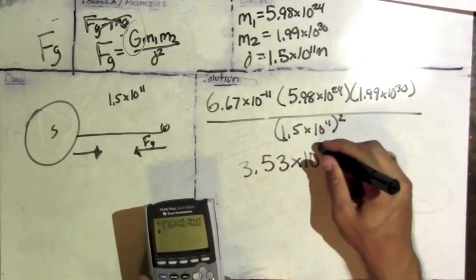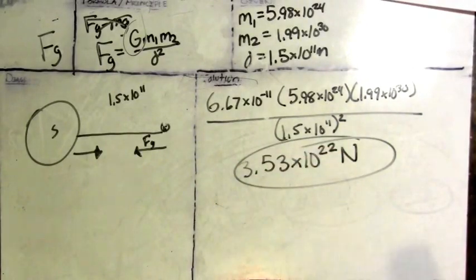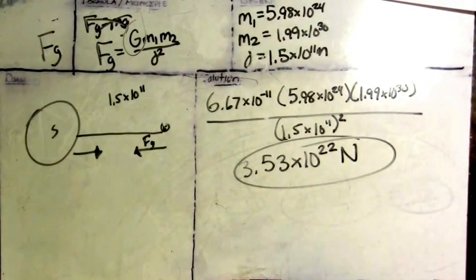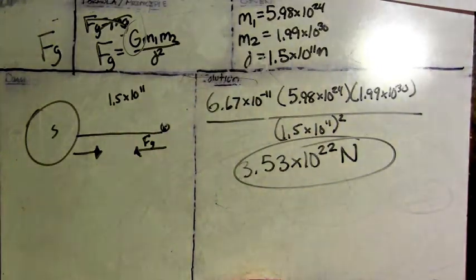3.53 times 10 to the 22nd newtons, which is a very, very large value. But it's something that we should expect. If we're looking at what is keeping the Earth moving in a circle around the Sun, we would expect it to be a very, very large value. And it is.